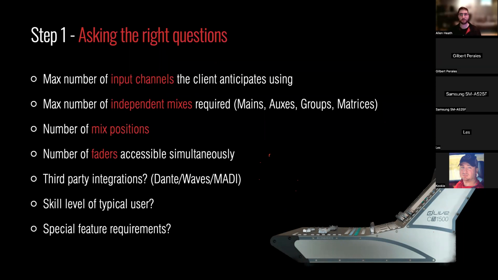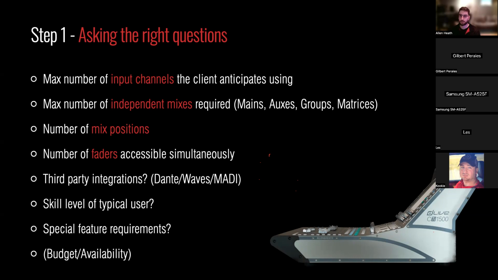And special feature requirements. So, the difference between like Avantis and DLive, the big difference is usually channel count and some different hardware flexibility, but there's also very niche features that some consoles have and some don't. So you have to make sure that if they have special requirements, you pick one that meets those requirements.